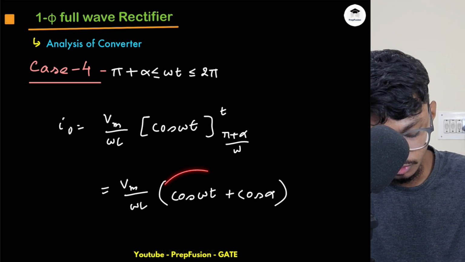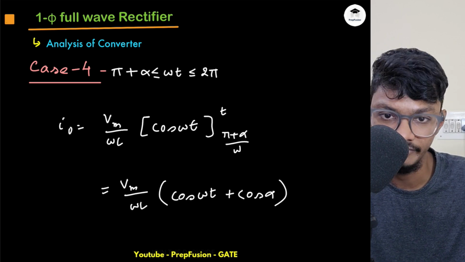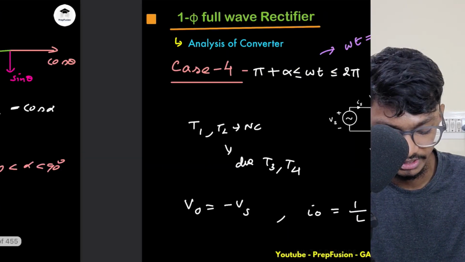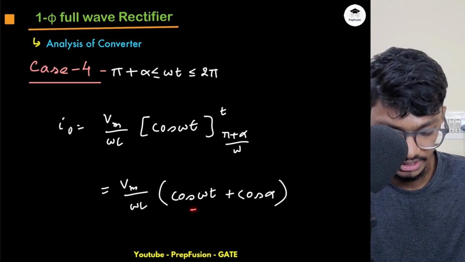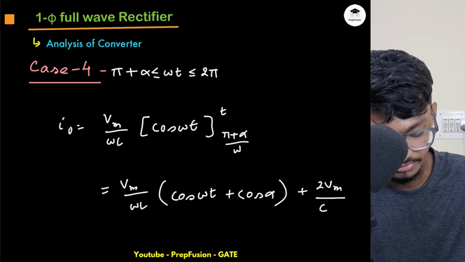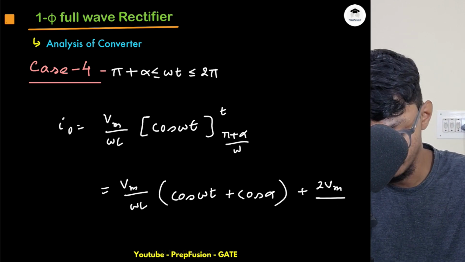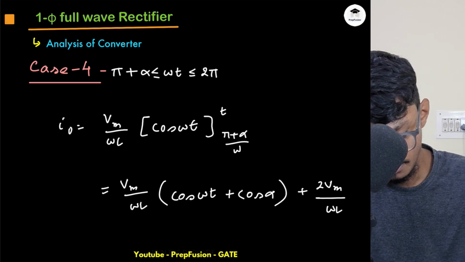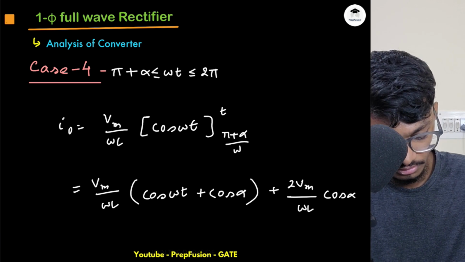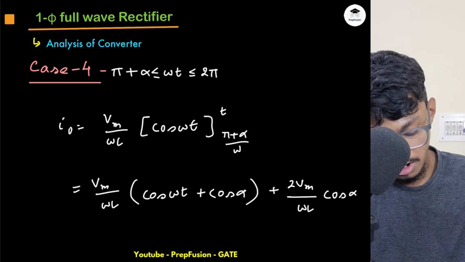And at omega t equals pi plus alpha, what should be my current? Current should be 2 Vm upon omega L into cos alpha. But here, if I put pi plus alpha, this will be minus cos alpha. This will overall go to 0. So I have to add another value, that is 2 Vm upon omega L into cos alpha. This will be the constant value. So this will be the current expression.